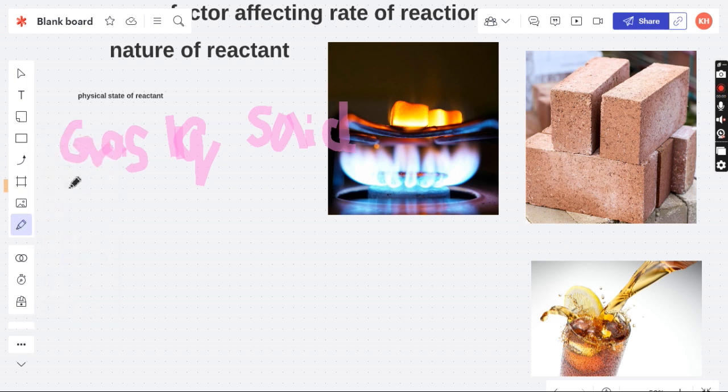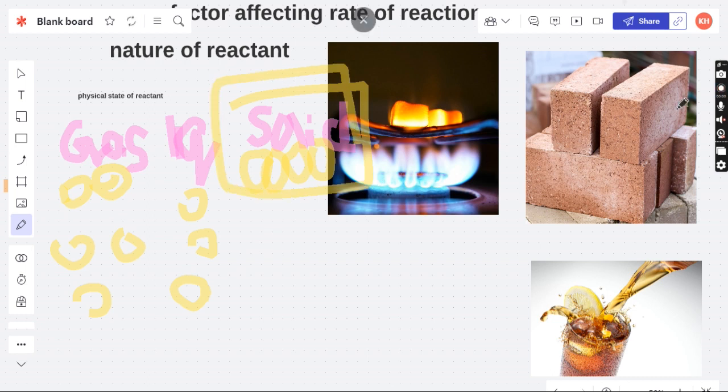If we talk about gas, the molecules are far apart from each other, and they have large void spaces between them. Liquid has intermediate spaces, but spaces do exist. In solid, the molecules are tightly packed and we cannot encounter any space between the atoms. So the rate of reaction in solid is slow because there is no space, and it takes time to perform a reaction.